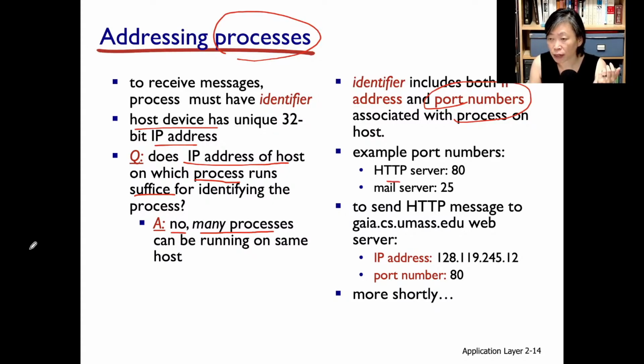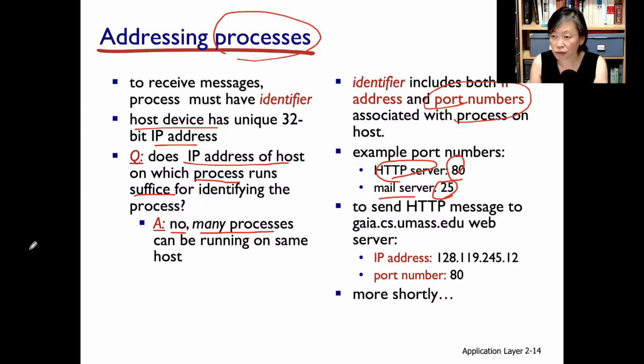For example, the HTTP server, this is to support the World Wide Web. It typically runs on port 80. So the socket connecting to the HTTP server is on port 80. For the mail server, port 25. It's a very common practice on the internet. For these very well-known services, we use a fixed port number so that it's easier for the programmers to remember.